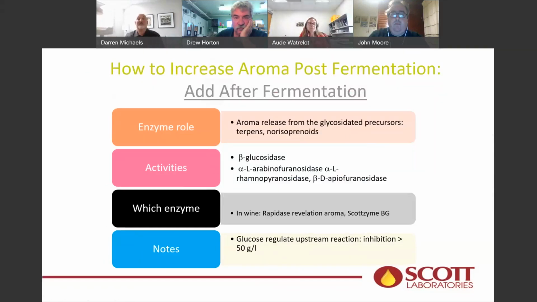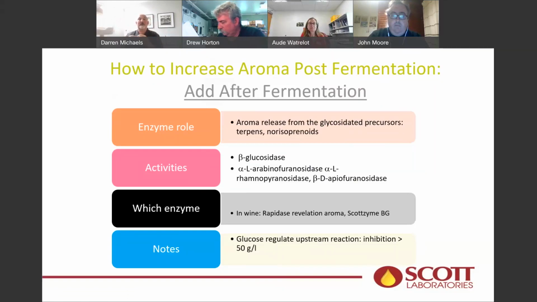There's another interesting product, which I'm not going to get into, which is a protein stabilizing enzyme. It's very interesting, but that's a specialized enzyme. But the one you can use right now, if you're really interested, is a glycosidase. And Rapidase Revelation Aroma and Scottzyme BG are the two. Rapidase Revelation Aroma has the widest spectrum of glycosidases out there, so it's a good one to use. Scottzyme BG doesn't have as much, so it's kind of a different application. But the vast majority of the time, you want to use this enzyme.